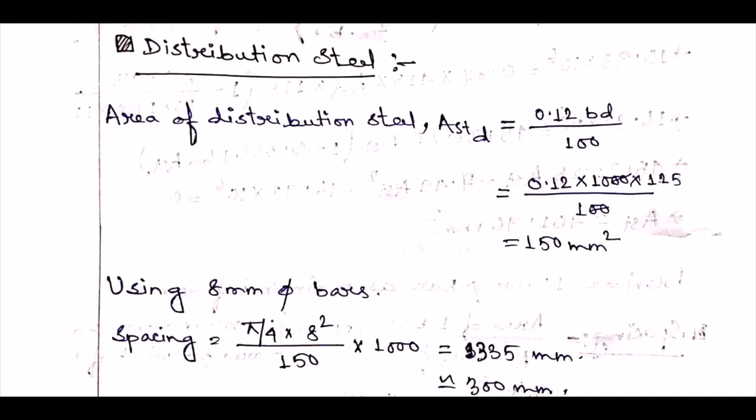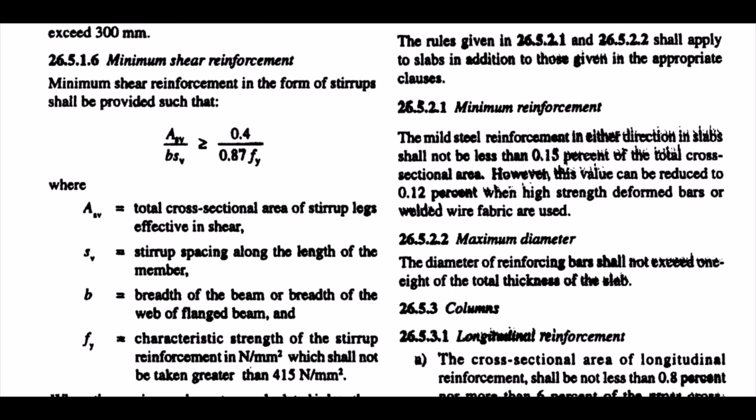Now the next step is distribution steel. For distribution steel, first of all we have to check once clause number 26.5.2.1 of IS 456-2000. Let's go to code. Now check here clause number 26.5.2.1, minimum reinforcement. The mild steel reinforcement in either direction in slabs shall not be less than 0.15% of the total cross-sectional area.